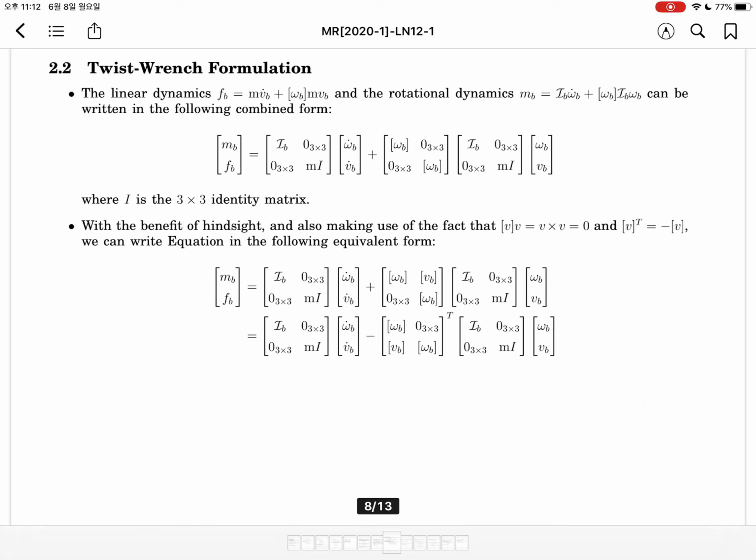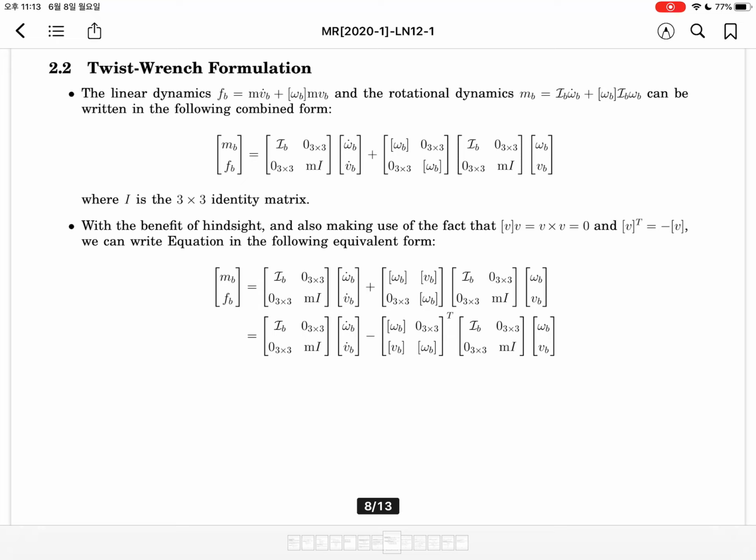Okay, till now I have talked about classical mechanics using the moment of inertia concept. I think you should be good at how to obtain the moment of inertia. That plays a core role in deriving the equation of motion. The linear dynamics and the angular dynamics will be combined into the twist-wrench formulation. Actually, this formulation is very beautiful, so I'd like to recommend you to use this formulation later.